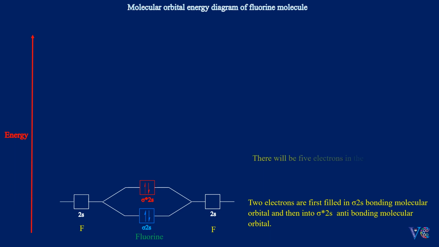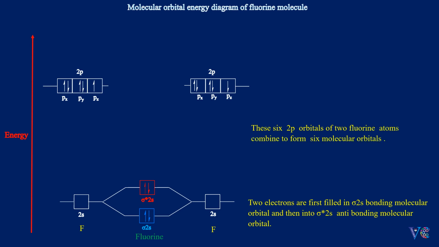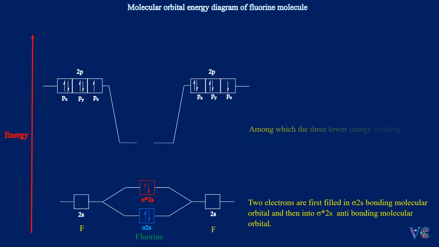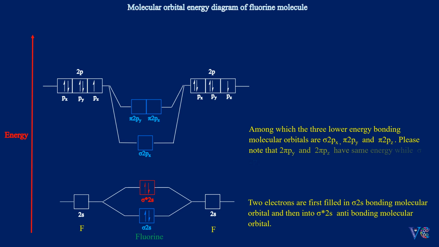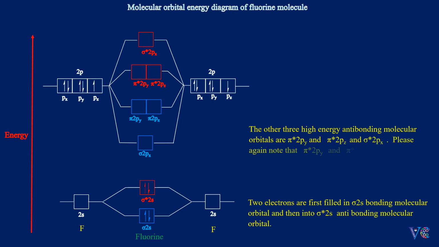There will be 5 electrons in the 2p orbital of each fluorine atom. These 2p orbitals of 2 fluorine atoms combine to form 6 molecular orbitals, among which the 3 lower energy bonding molecular orbitals are sigma 2px, pi 2py, and pi 2pz. Please note that pi 2py and pi 2pz have same energy, while sigma 2px has slightly lesser energy. The other 3 high-energy antibonding molecular orbitals are pi star 2py, pi star 2pz, and sigma star 2px. Please again note that pi star 2py and pi star 2pz have same energy, but sigma star 2px has slightly more energy than pi star 2py and pi star 2pz.